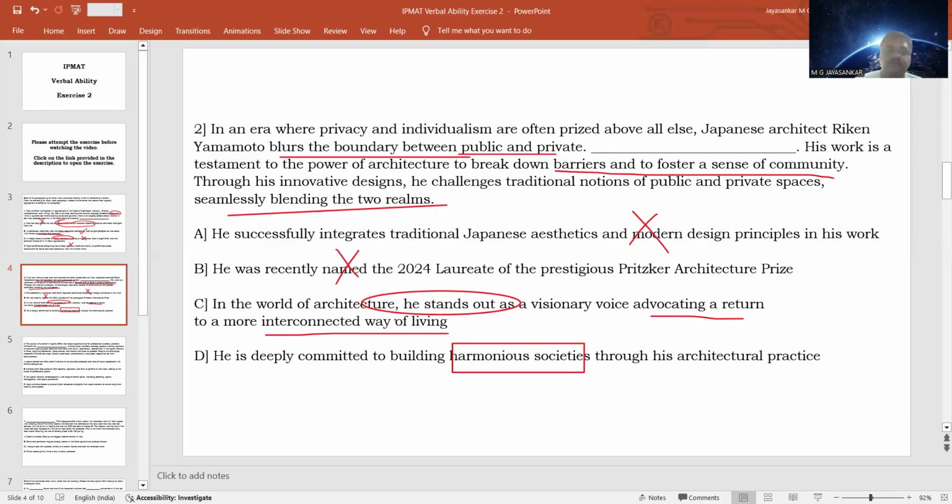So, out of these options C and D, I would say that D will be the better concluding sentence, whereas B is the option that will correctly fit in at the place where we have to fill up the blanks. So this is a really tricky one. It is very difficult to choose between these two, but it is not B, sorry, it is C.